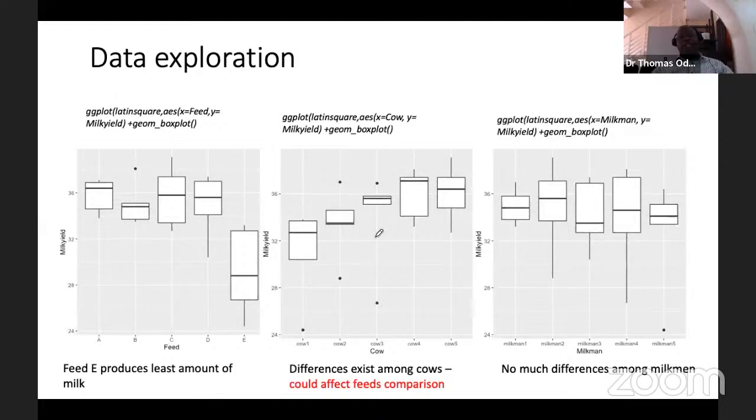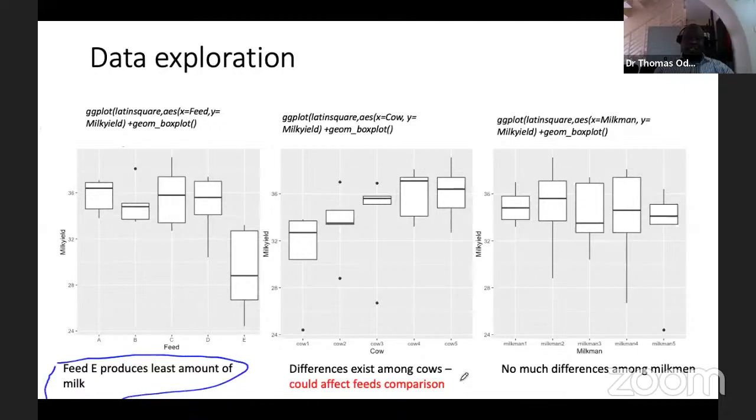So at the end of the day, if that is the information that you've got, you're supposed to interpret that information based on your knowledge of the subject matter. Okay, so we have done this. We can still explore. So here we can see, for example, that feed E produces the least amount of milk.